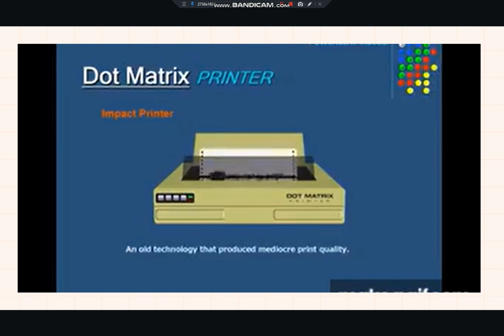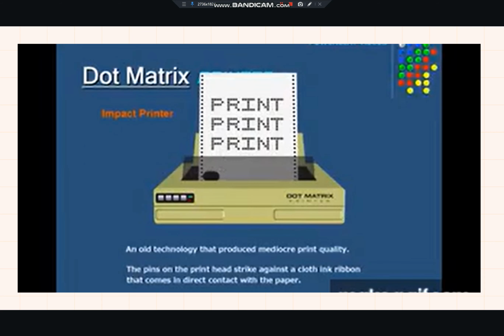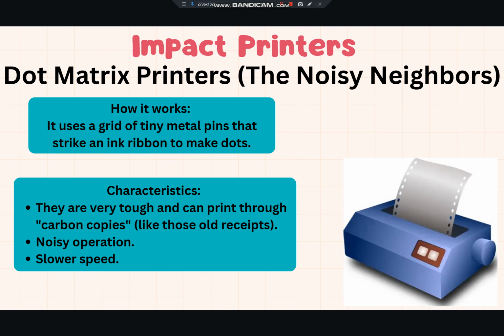Impact printers have a physical mechanism that strikes an inked ribbon against the paper to create a mark. Out of its three popular types, the first one is the dot matrix printer. They are also known as the noisy neighbors because they make a lot of noise while working. They use a grid of tiny metal pins that strike an ink ribbon to make dots, and thereby they are noisy. They have slower speed, but the advantage is that they can print through carbon copies.